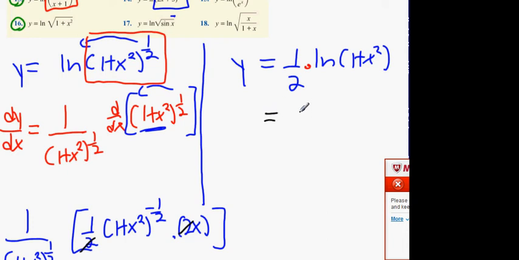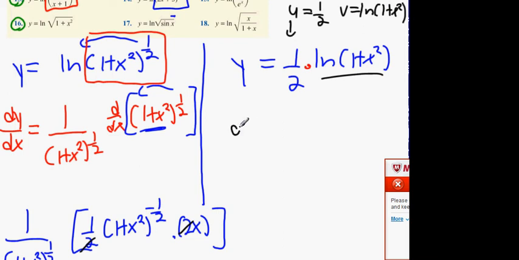The way I know to do it is, I'm going to bring the half straight down and differentiate the second part. But I'm going to show you why that happens now, okay? The reason why it happens is, if I was to divide this into a product rule, where u equals a half, and v equals ln 1 plus x squared.